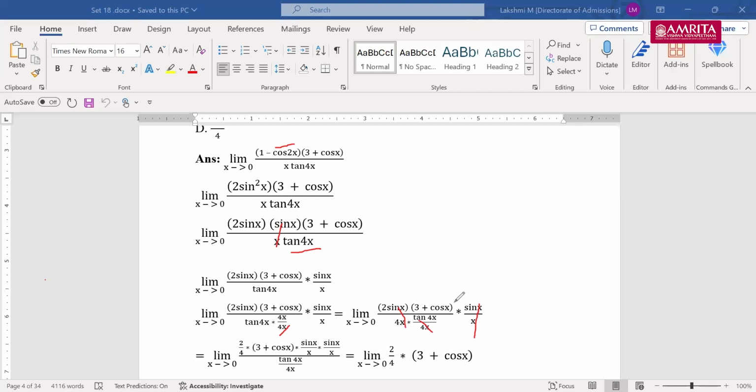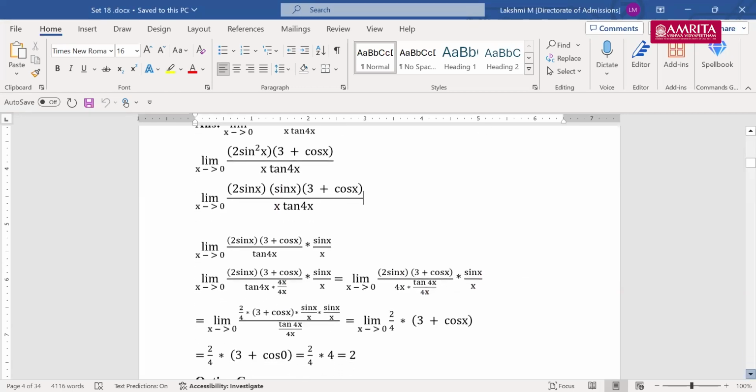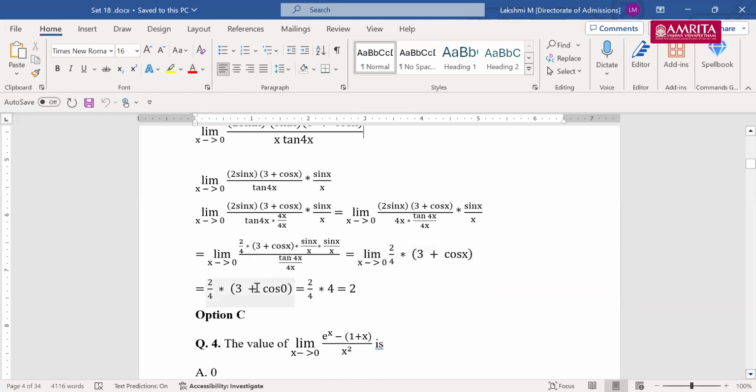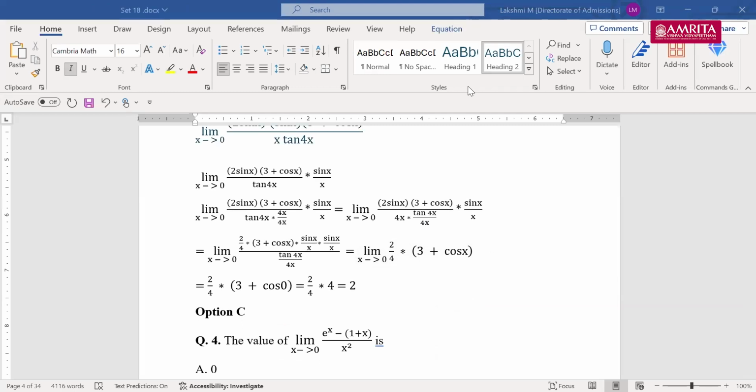So 2 by 4 into 3 plus cos x. Now 2 by 4 into 3 plus cos 0. So it's 2 by 4 into 4, that is 4 will get cancelled and 2 is the answer. I hope this part is clear. If you have any further queries, please do type that in the chat box. Is this clear here? Limit x tends to 0, 2 by 4 into 3 plus cos x.